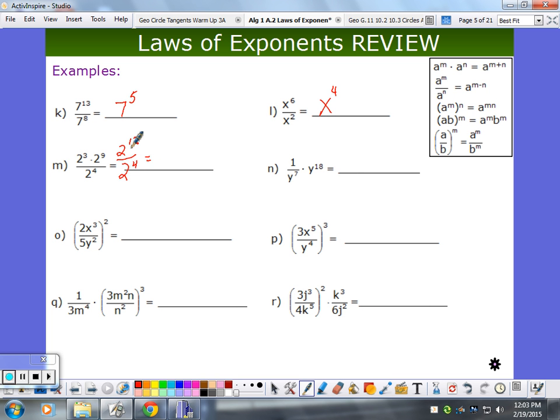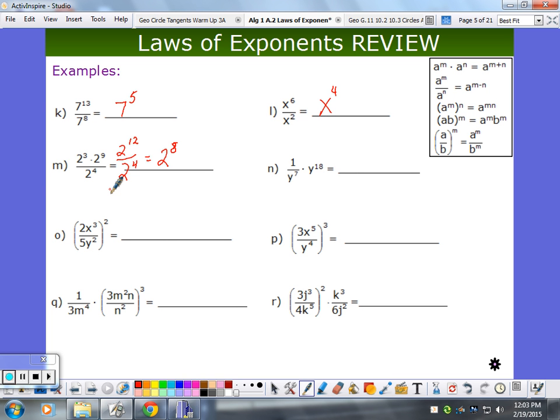Now I've got 12 factors of 2 on the top, 4 factors of 2 on the bottom, so I'll cancel out 4 of them, right? What will be left? 8. Now you could have done this first and say 2 to the 9th over 2 to the 4th is 2 to the 5th, times 2 to the 3rd is 2 to the 8th. There can be more than one way to think about that. But I think maybe this is the easiest way.